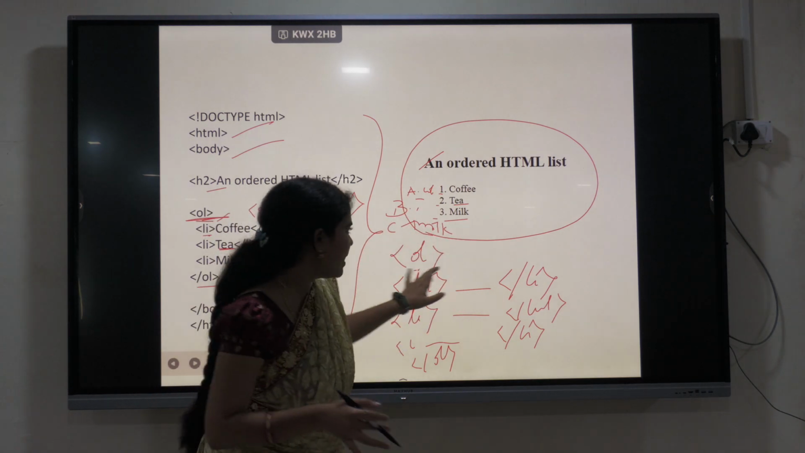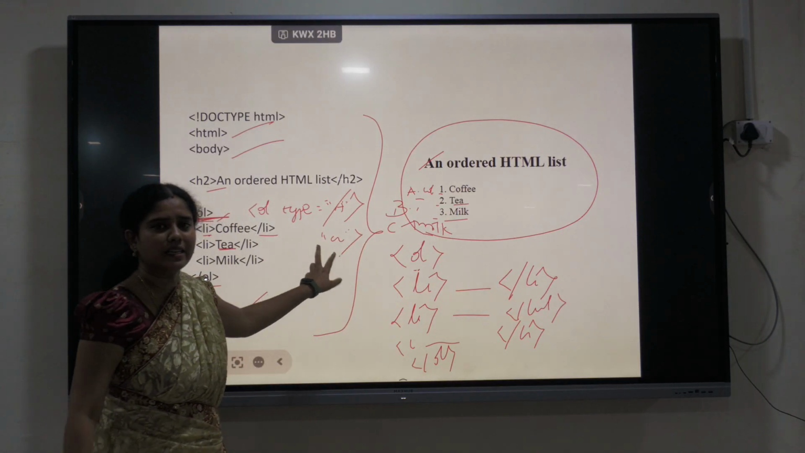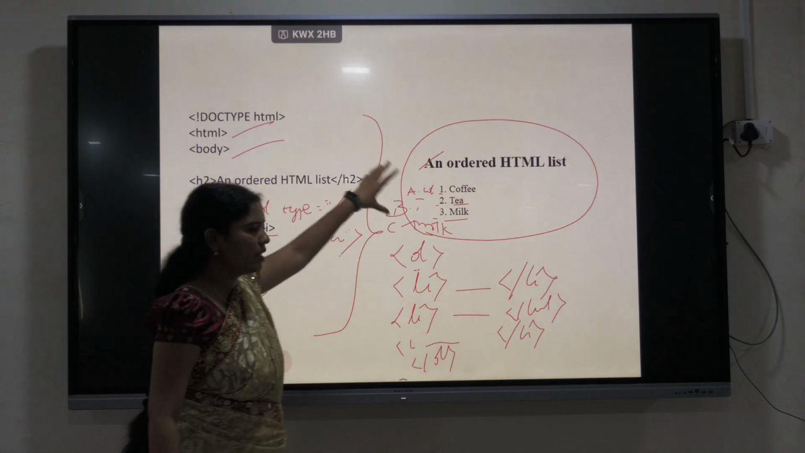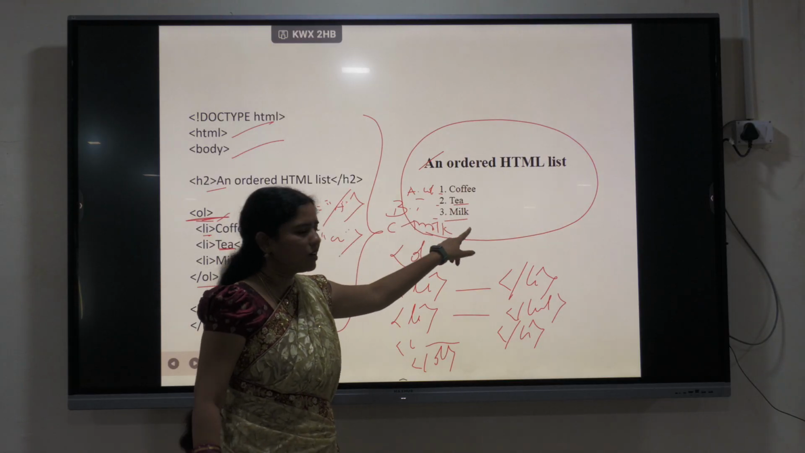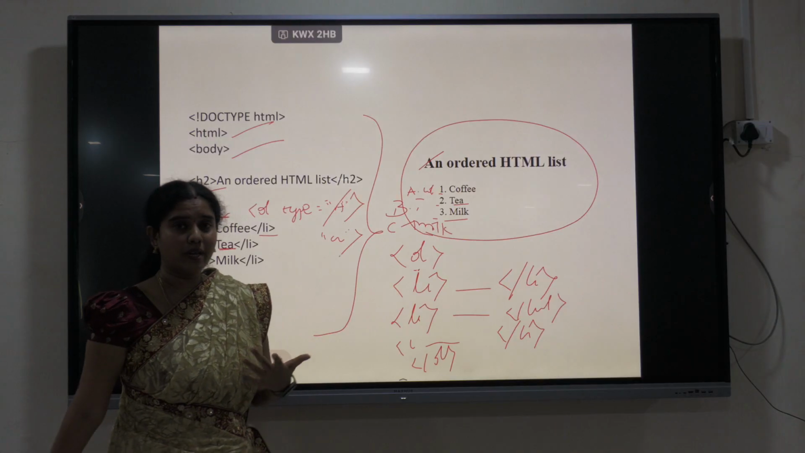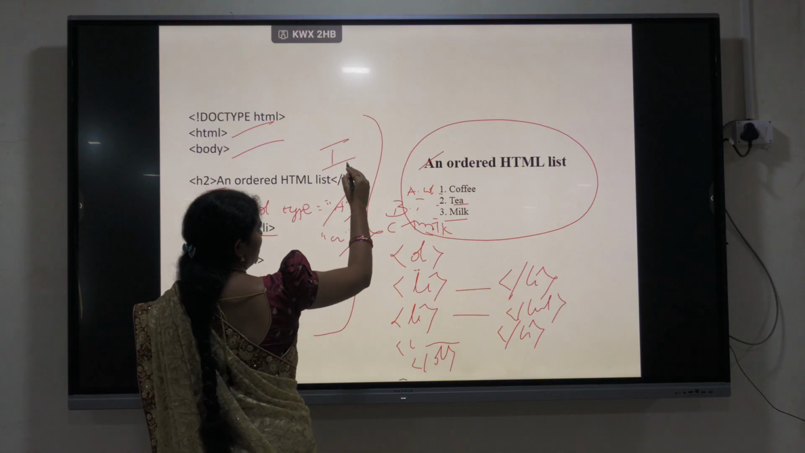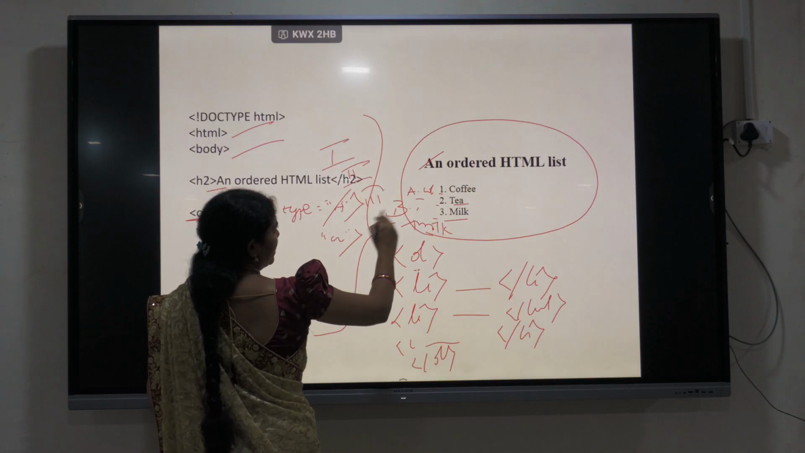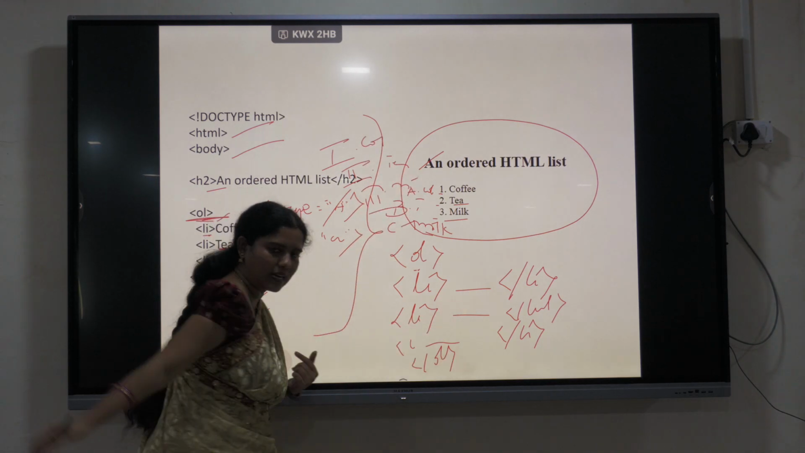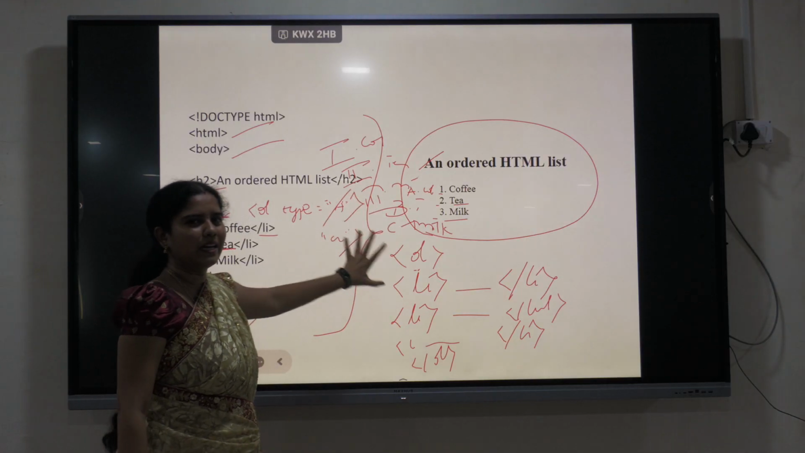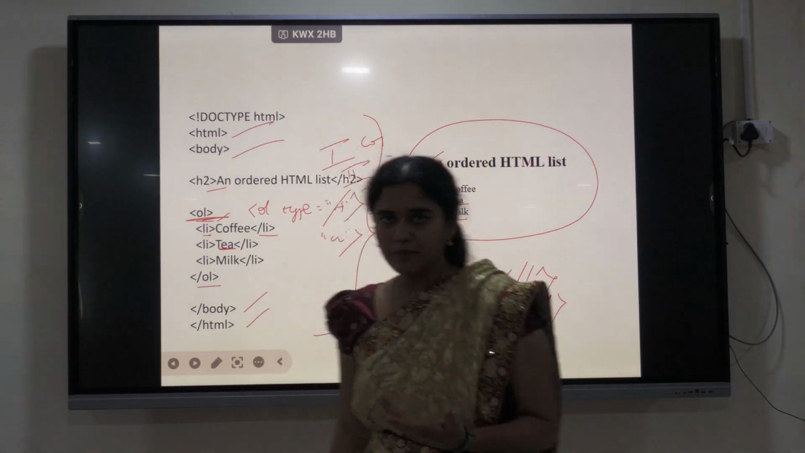In the same way, if you want to make use of small a's, then just within the double quotes, small a. That means the output will be small a dot coffee, small b dot tea, small c dot milk. And if you want to make use of Roman numbers, like I, II, III kind of things, so I dot coffee, II dot tea, III dot milk, something like this, this can also be done in the ordered list especially. So in the ordered list you can make use of capital A, B, C, D's.